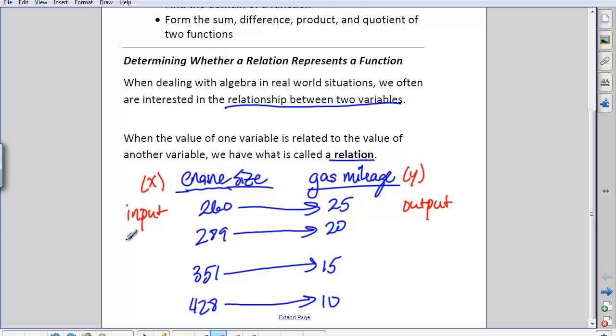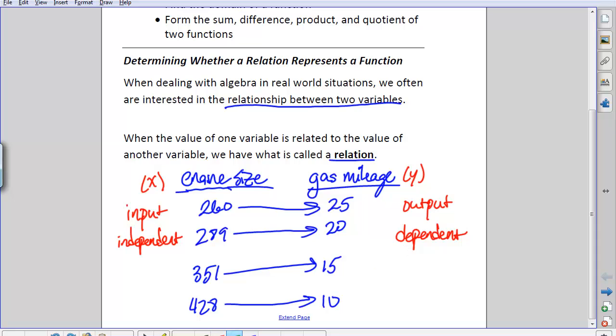We say that this is our independent variable. These are some words you'll see sometimes. And this is our dependent variable. So remember earlier I said y depends on x. Your gas mileage depends on your engine size. So that's why this is our dependent variable. This would be our independent variable. And those always typically correspond with x and y. X is independent, y is dependent.